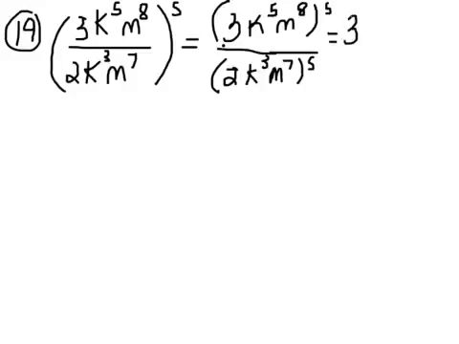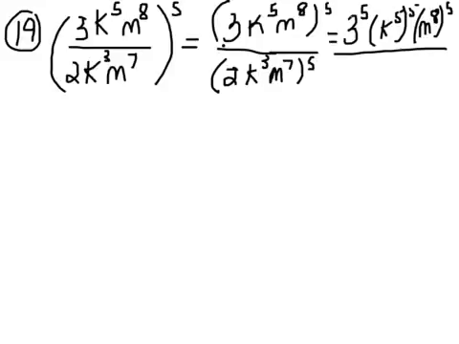Okay, so we have 3 to the, that fifth power goes with everything in parentheses. The 3 gets the fifth power. The k to the fifth gets the fifth power. And hopefully it'll take, but that m to the 8th also gets that fifth power. Sometimes when I get to the edge of the iPad, it doesn't take. Yeah, it did. Okay. I'm just going to work the top, and I'll come back and fill in the bottom.